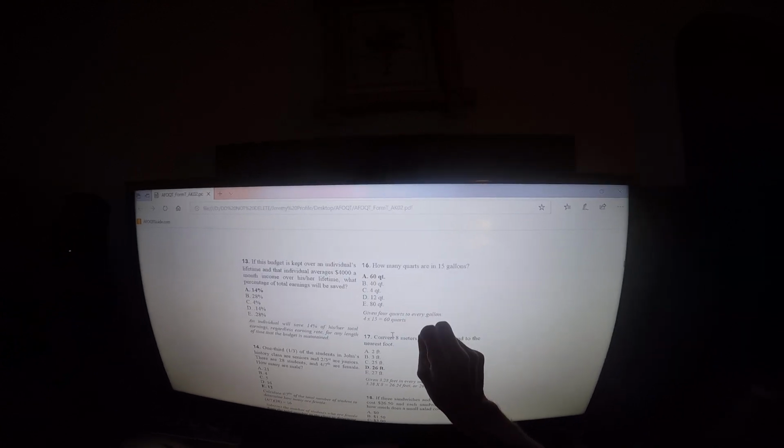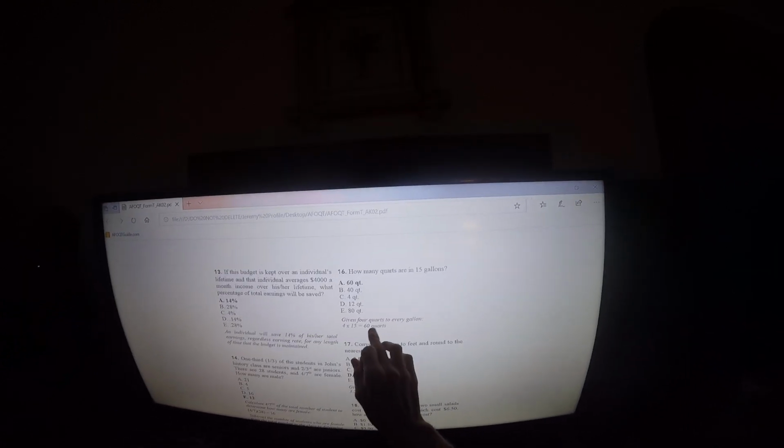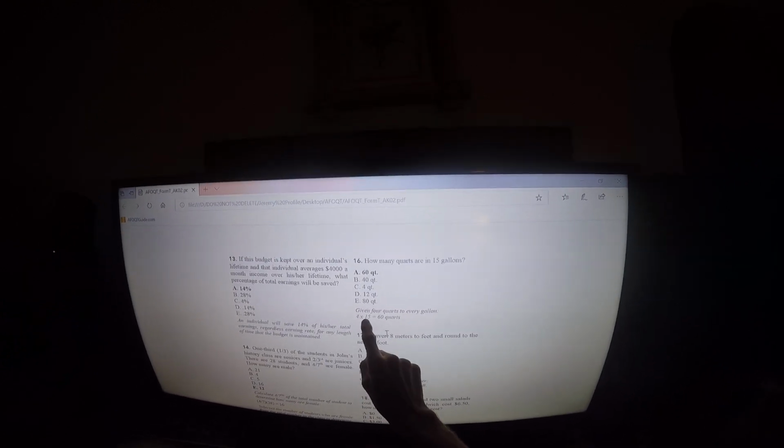In 15 gallons, 60 quarts. Given 4 quarts to every gallon, 4 times 15 equals 60 quarts. Gotta know that. 4 quarts per gallon.